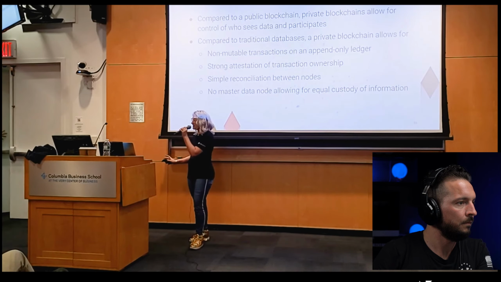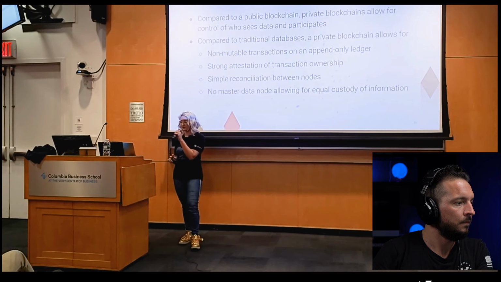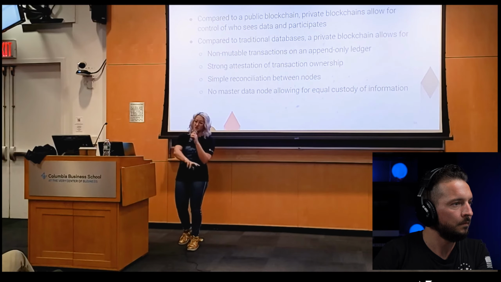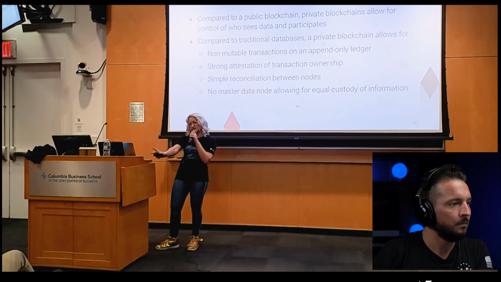And why would you use a blockchain instead of a database? You have non-mutable transactions. You're basically forcing people to use a type 2 database system. And you can't go back and change them because of this whole cryptographic hashing thing. You can't go back and change old records without totally screwing up the whole thing. Then, because you have to sign each transaction, you have strong attestation of who put what thing on the ledger. And then you can simply replicate data very quickly.